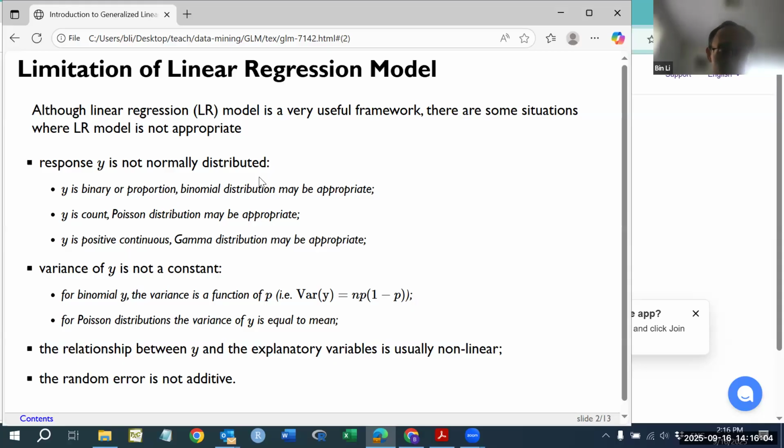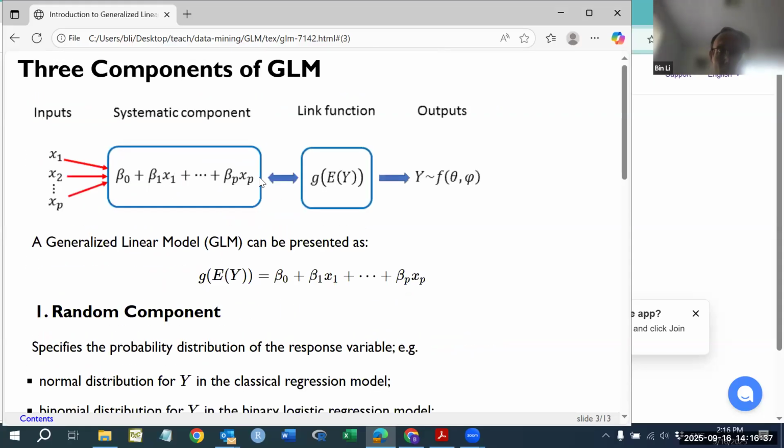Another reason is that for the linear regression model, we have an assumption of homogeneity of variance. That means the variance for the response is constant. So what if they are not? Then we cannot use it. So you can see that the linear regression model is limited. It only allows certain responses to be used in the linear regression model. That's why we need the generalized linear model.